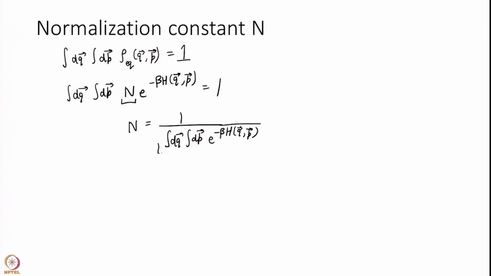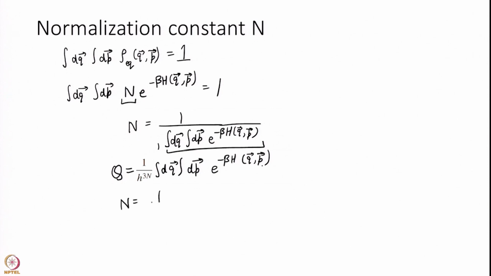As it turns out, this integral that you are looking at is a very important integral. This is called the partition function. Whole of statistical mechanics is dependent on this integral, and we can calculate any property we want in statistical mechanics using this partition function. So, at the end I get n equal to 1 over Q, or rho equilibrium is equal to e to the power of minus beta h of q comma p divided by Q.